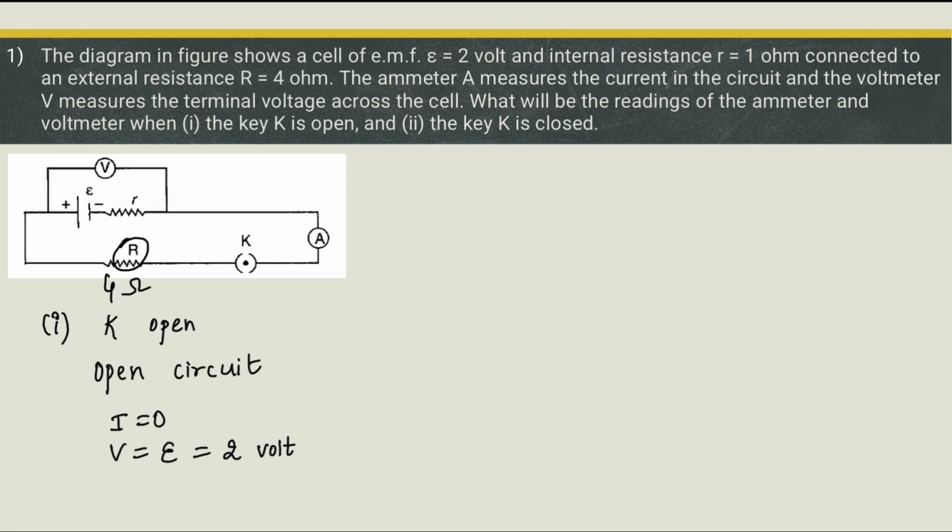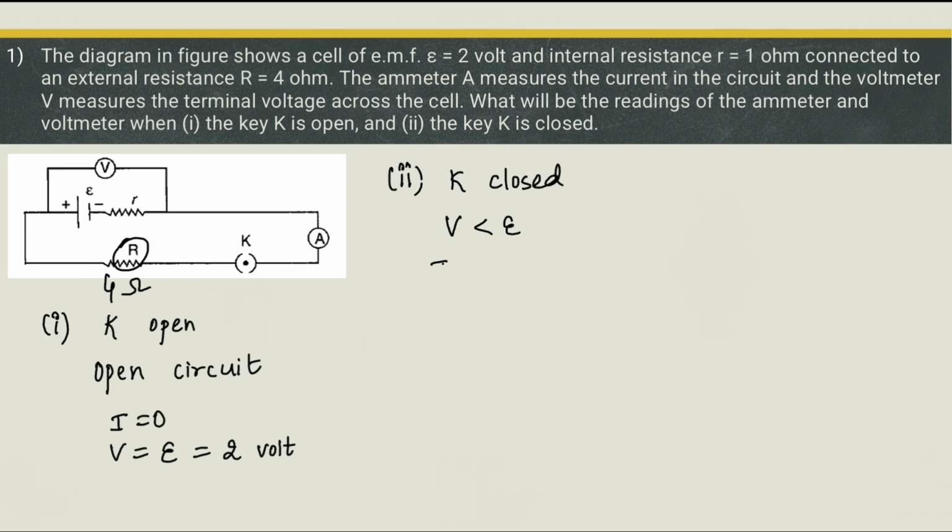And we know that when current does not flow through the circuit or when the circuit is open, the potential difference across the terminals of the cell is nothing but equal to its EMF. So when key is open, current is 0, but voltmeter reading will be same as the EMF value, which is 2 volt. Now when key is closed, current flows through the circuit, and in this situation, terminal voltage will be less than EMF. So let us find out how much current flows through the circuit.